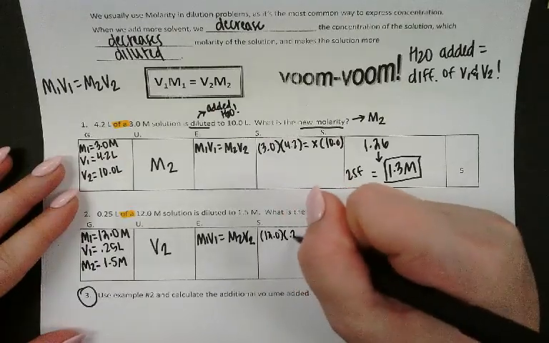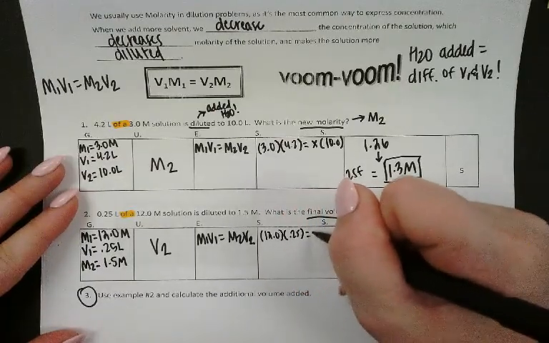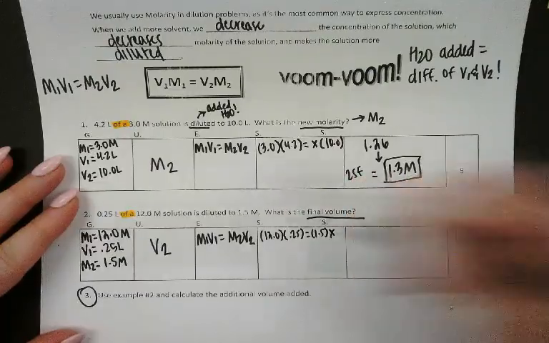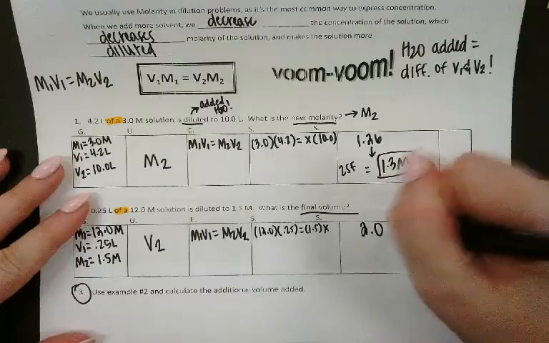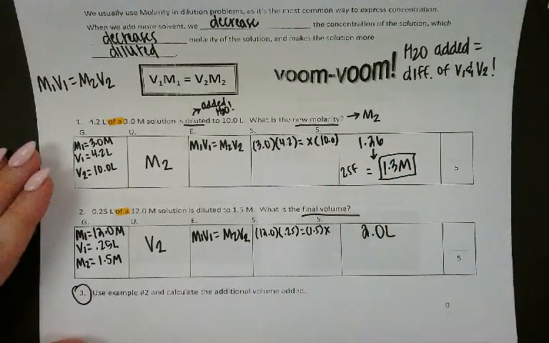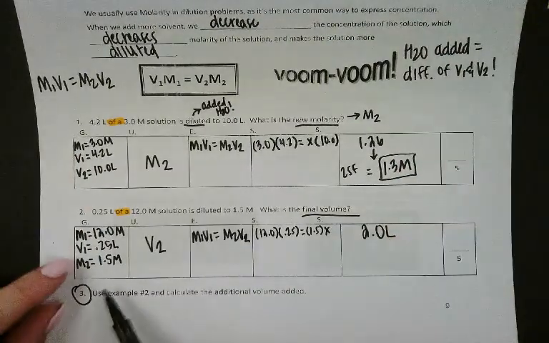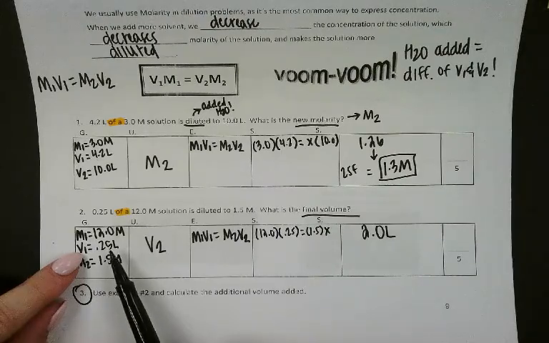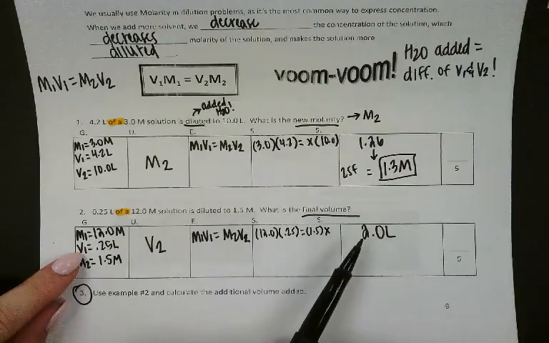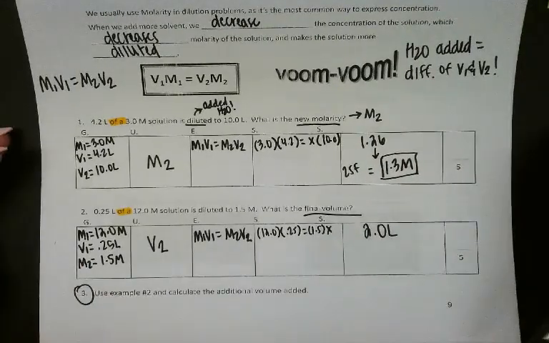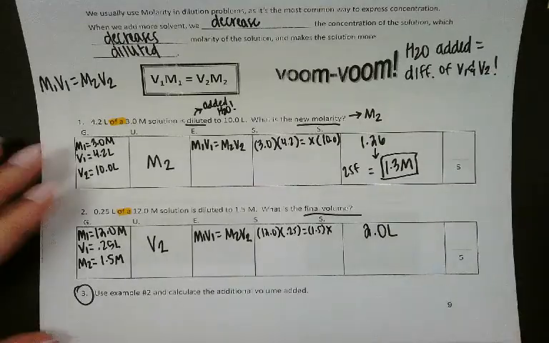12.0 times 0.25 equals 1.5x. When I plug this in, I end up with 2.0 liters. Okay? And you can see my first volume was 0.25, second volume was 2.0. Which means that's good, that it should increase.